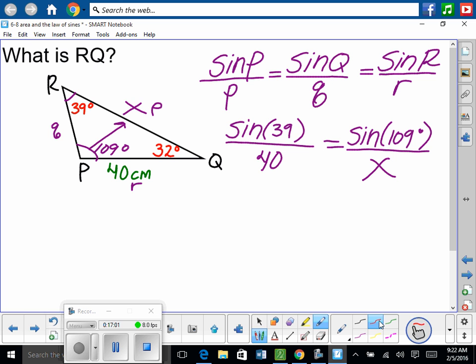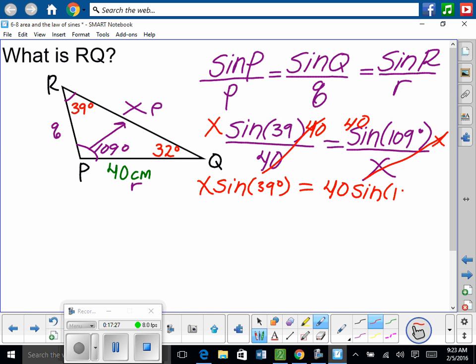So I'm dealing with a bunch of fractions. I personally would rather not. So I'm going to cross multiply. So I'm going to multiply both sides by x. But doesn't the x divide out over here? Then I'm going to multiply both sides by 40. But then doesn't my 40 divide out? So I algebraically have x sine of 39 degrees is equal to 40 sine of 109. Questions on that?